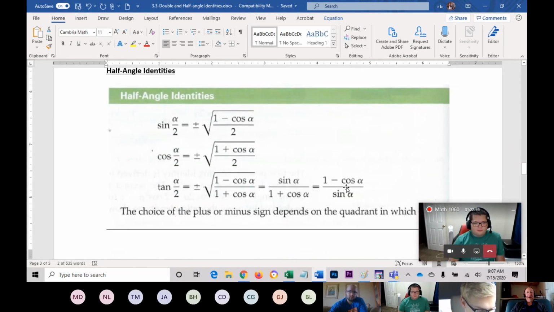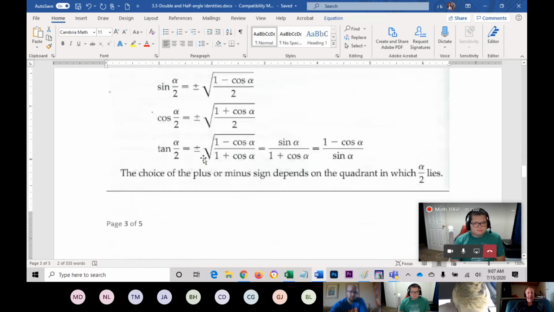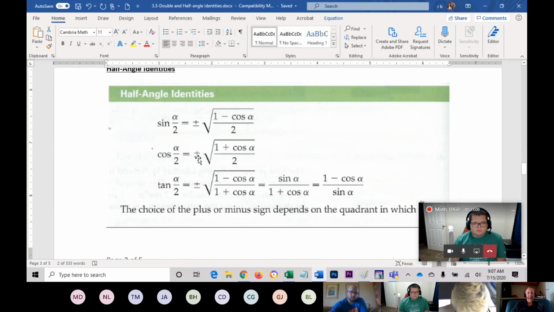All right, so let's talk about half angle identities. Okay, so so far we've been dealing with double angle identities and power reducing. So we've got half angle identities now.